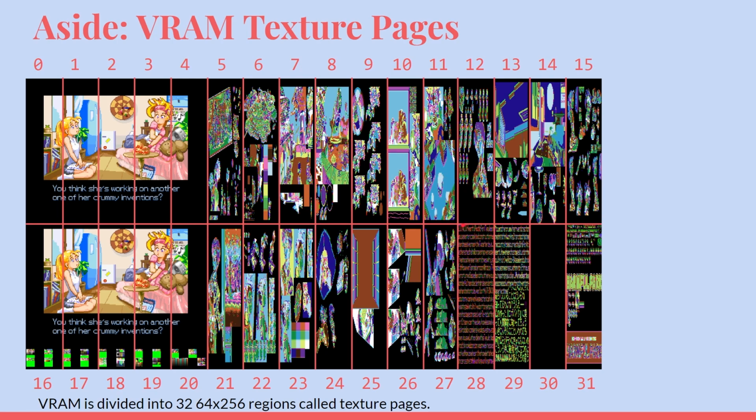This turned out to actually be a problem for me when I was translating the game, because I kept trying to load different text images from different texture pages, and it just didn't work at all. And I couldn't really figure out why until I saw this diagram about how texture pages work. The GPU can only really work on one texture page at a time.